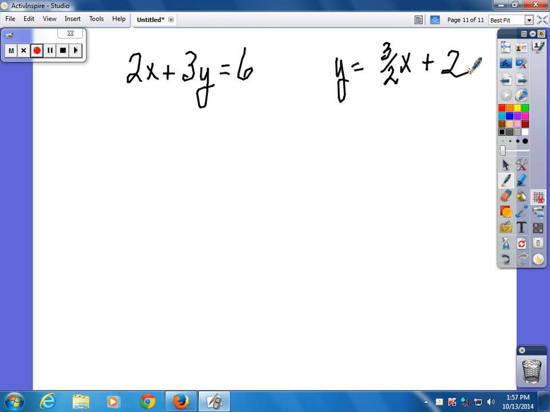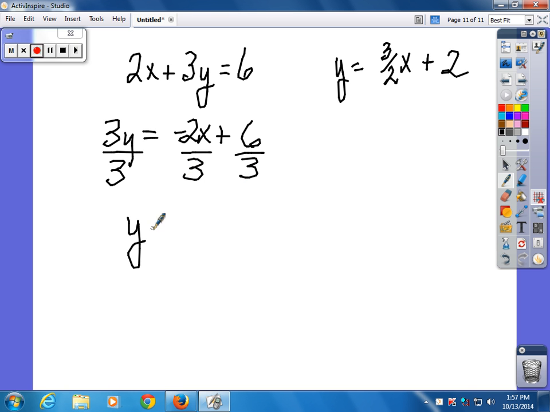Get y by itself. Is this y by itself? Then if it ain't broke, leave it alone. It's fine. What about this one? We got to solve it. So, 3y is equal to negative 2x plus 6. Divide by 3. Y is equal to negative 2/3 x plus 2.